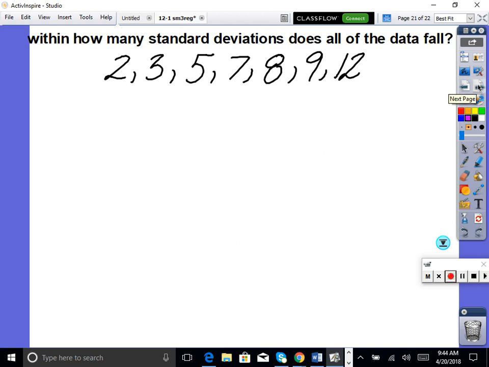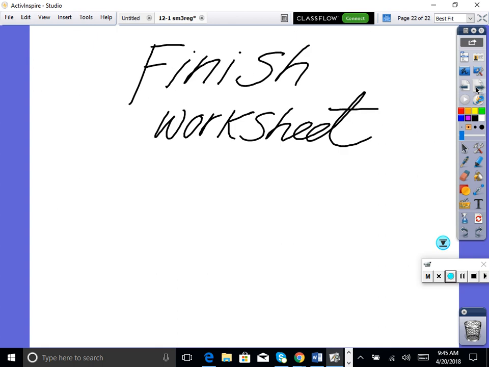Okay, cool. Do you need another example of how many standard deviations all the data falls within? You guys understood it with the little chart I did? Okay, cool. I'm not going to waste your time. Finish 12-2.